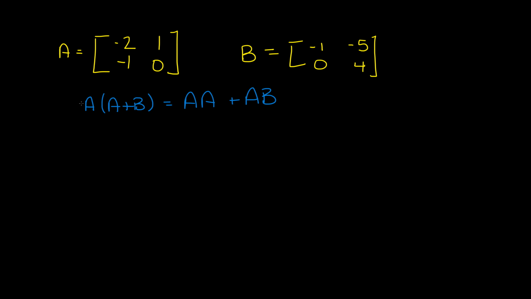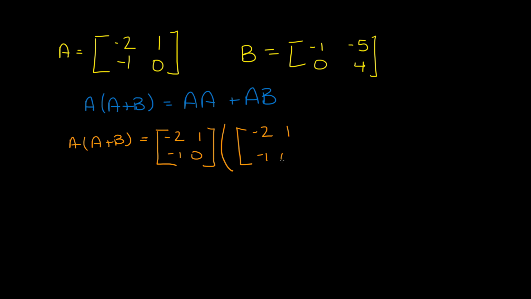All right, so my solution here would be A plus B would equal the matrix of -2, 1, -1, 0 times the matrix -2, 1, -1, 0 plus -1, -5, 0, and 4.